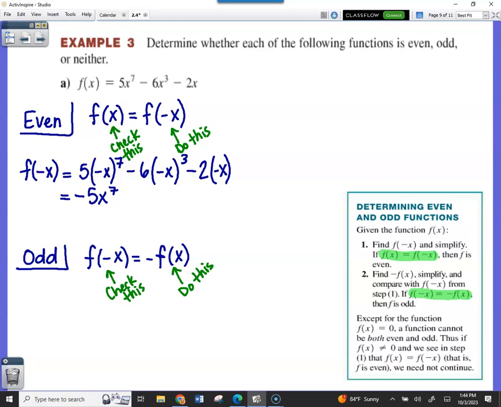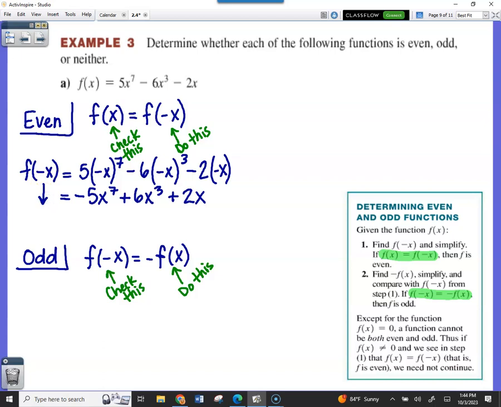Minus 6 times negative x to an odd power would stay negative x cubed. Negative x cubed times negative 6 would become plus 6x cubed. So see, the x was actually negative, but it's getting multiplied by a negative coefficient, so that's where that plus comes from. And then negative 2 times negative x would be plus 2x. Right? Yes. Okay.